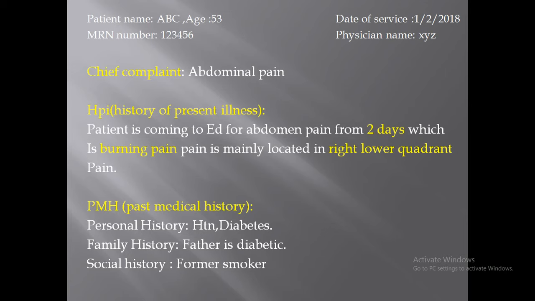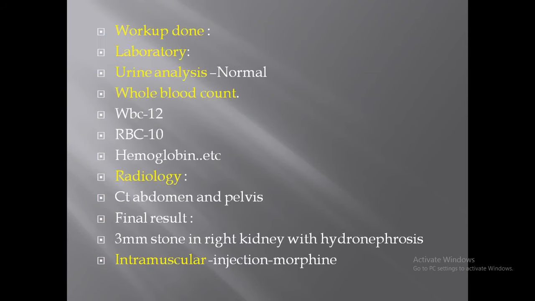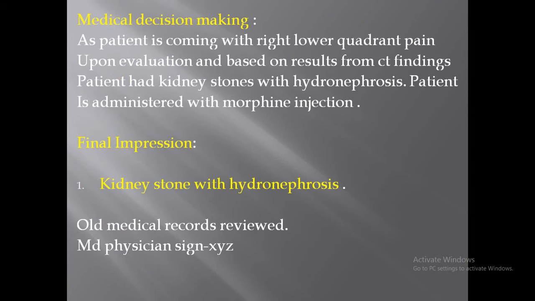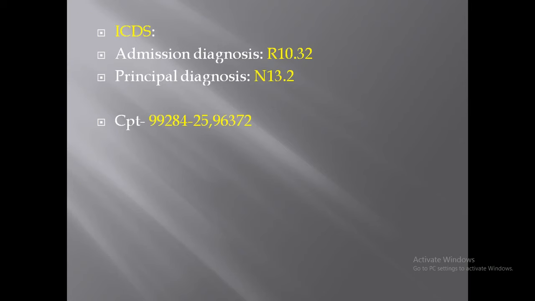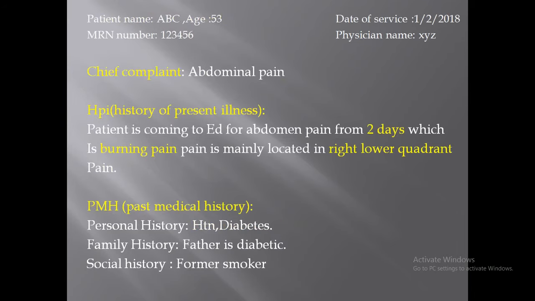Then coming to the body of the ED report, how it will be. Firstly, we will have the chief complaint, then HPI, history of present illness, PMH, ROS, physical examination, what all the workup has been done by the physician, medical decision making, final impression, and any old medical records, which the physician will review, and finally the ED MD physicians, and then finally ICDs and CPTs. Now we will go through each and every part of the report.